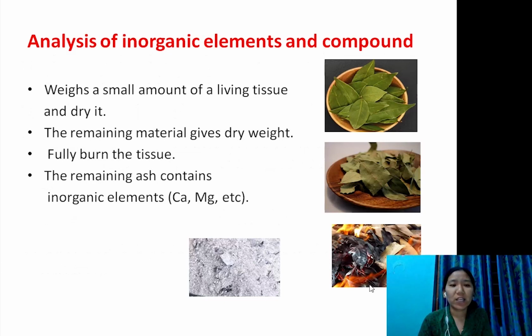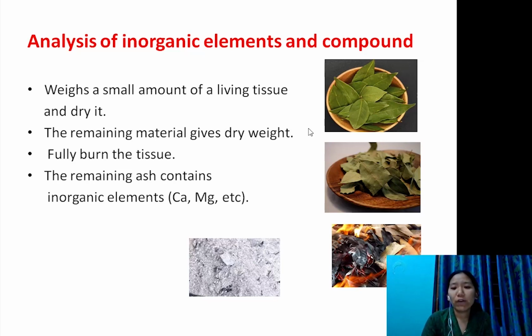So let us see here. The steps are, first of all, we take a small amount of living tissue and weigh it, and this is called the wet weight because it contains water. Next, you dry it. After drying, you weigh it again, and the weight you get is the dry weight, because the water is all dried up, or evaporated.